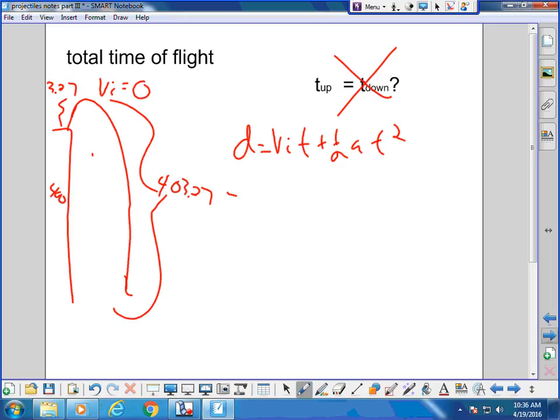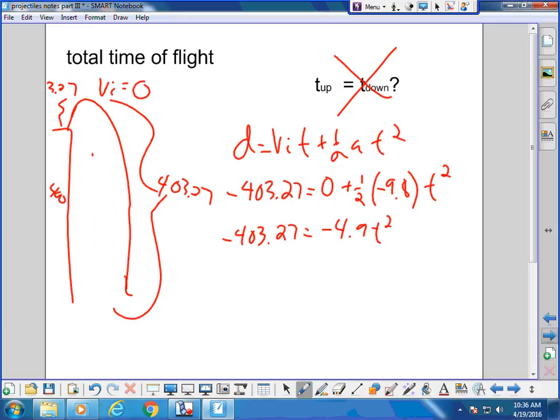Yep, because it's down. Anytime there's things going in the opposite direction, you have to deal with it. So minus 403.27, and I'm going to run out of room here. 0 is my initial velocity. 1/2 minus 9.8 down, t squared. So minus 403.27. Half of 9.8 is minus 4.9 t squared. And I'm thinking you can do that. Divide by 4.9 and take the square root. And I'd like two different confirmations again.